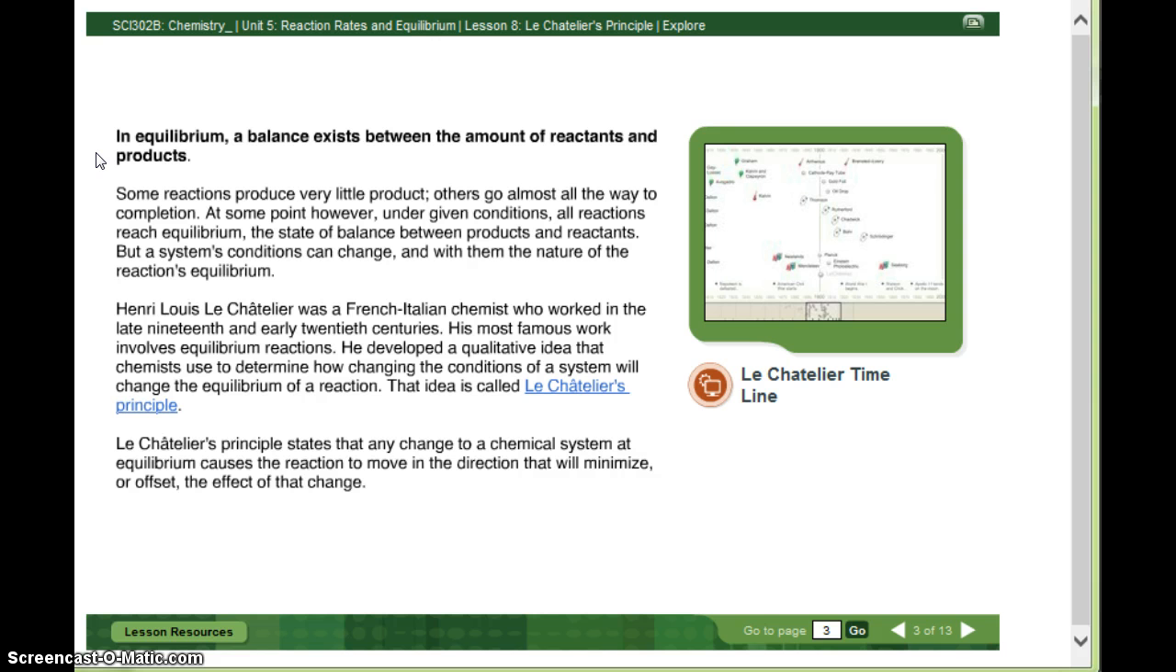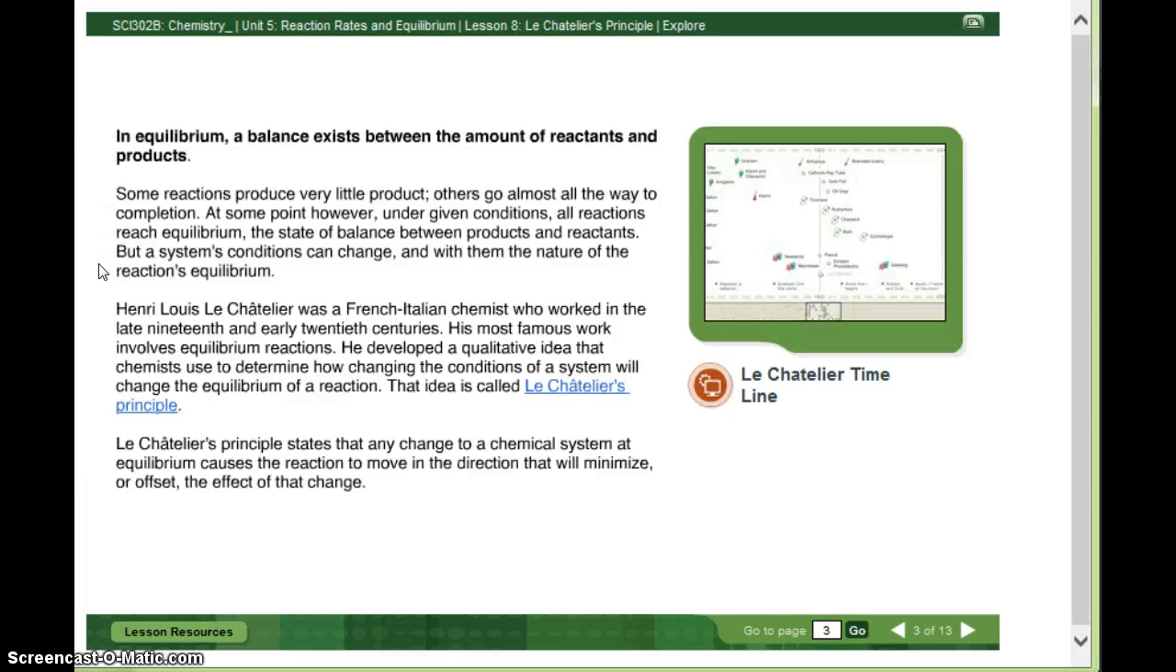In equilibrium, a balance exists between the amount of reactants and products. Some reactions produce very little product. Others go almost all the way to completion, meaning there's like 99% product and 1% reactants left over. And when I say left over, remember how we said it was dynamic or moving? So that 1% changes back into the reactant, but then that changes into the product, and some of the product changes back into the reactant. It goes back and forth. At some point, however, under given conditions, all reactions reach equilibrium, the state of balance between products and reactants.